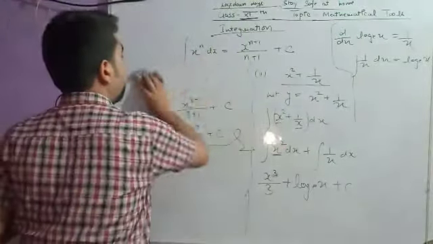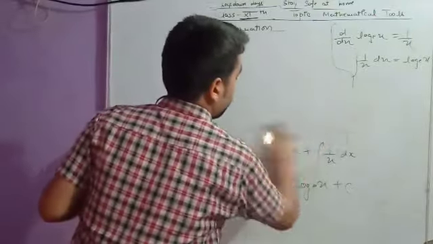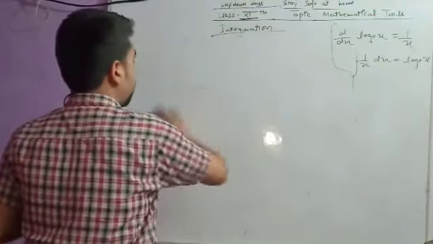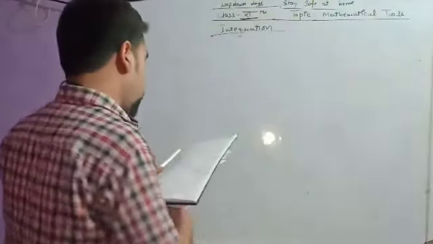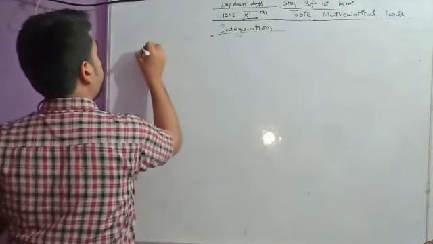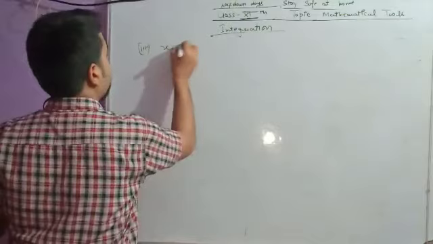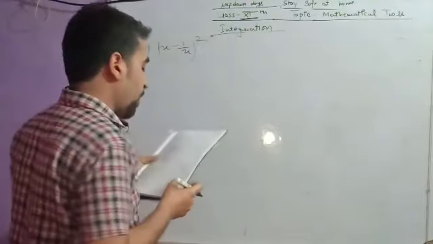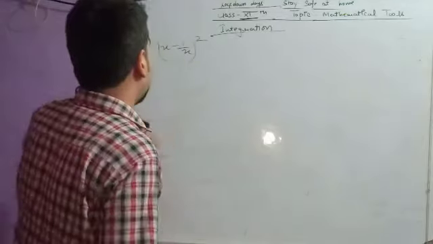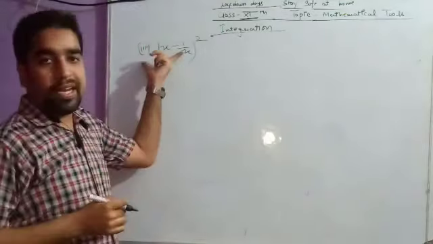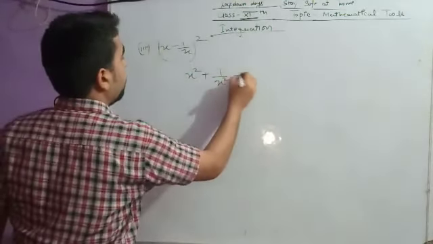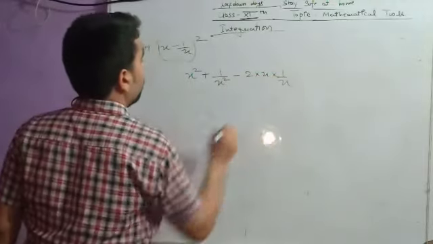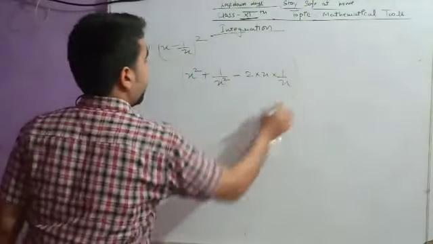Okay. Now students, we are going to solve one more question. That is the third one for integration. This is x minus 1 upon x whole square. So how to integrate this? Firstly, expand this by a minus b whole square, so this will be a square plus b square minus 2 into a into b. So this is what we are going to integrate.